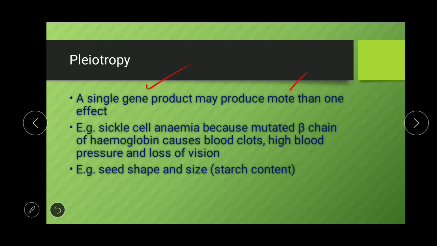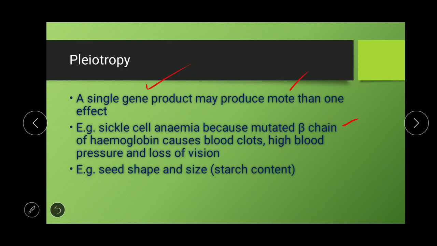In sickle cell anemia, the mutated beta chain has the 6th position of the beta globin chain replaced, that is, glutamic acid is replaced by valine. It causes blood clots, high blood pressure, and loss of vision. In sickle cell anemia, the shape of the RBCs changes from the normal spherical shape to a sickle shape. It is also associated with blood clots, high blood pressure, and loss of vision.